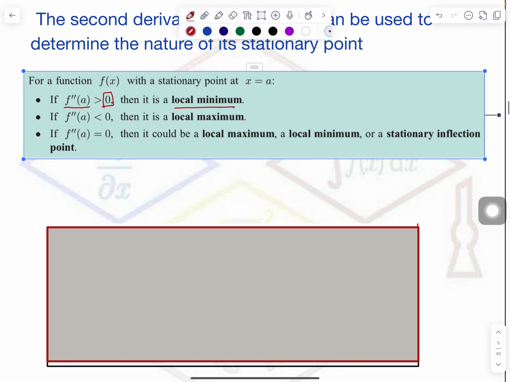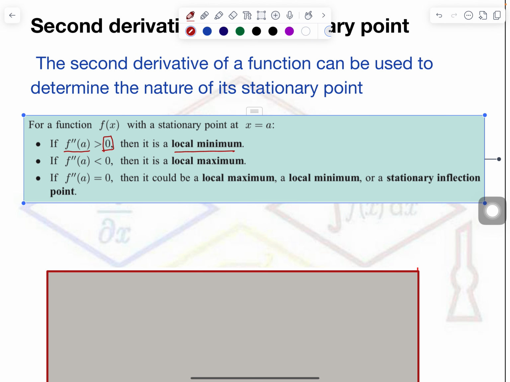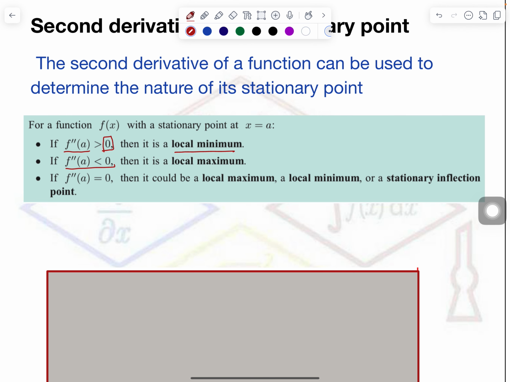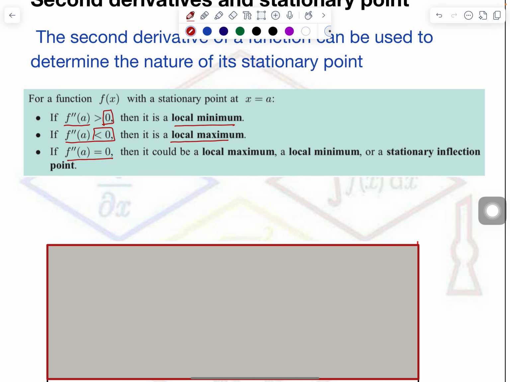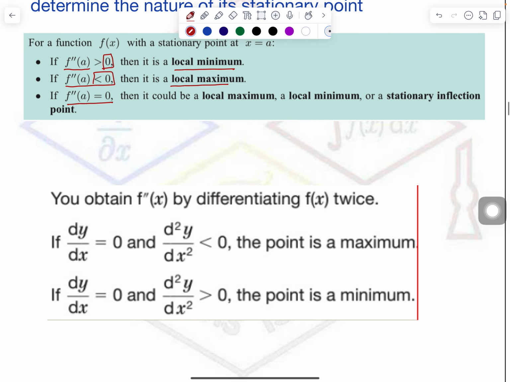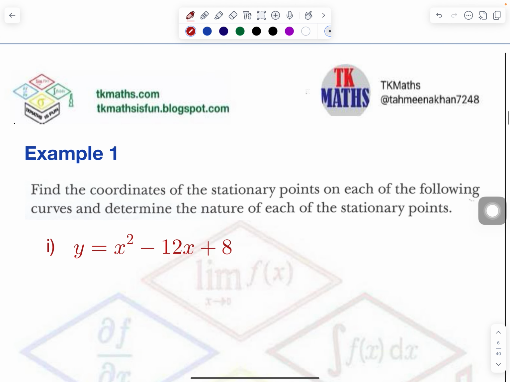When I do the next example, you will understand better, but at the same time you should understand the language as well. Whereas if the answer of the second derivative is negative, then it is called a local maximum. Whereas if it is 0, then it is called a point of inflection, right? Or it could be a local maximum, or it could be a local minimum. Okay, now let's see here. The same thing I have written here again, a little bigger, so that you can make a note of it.